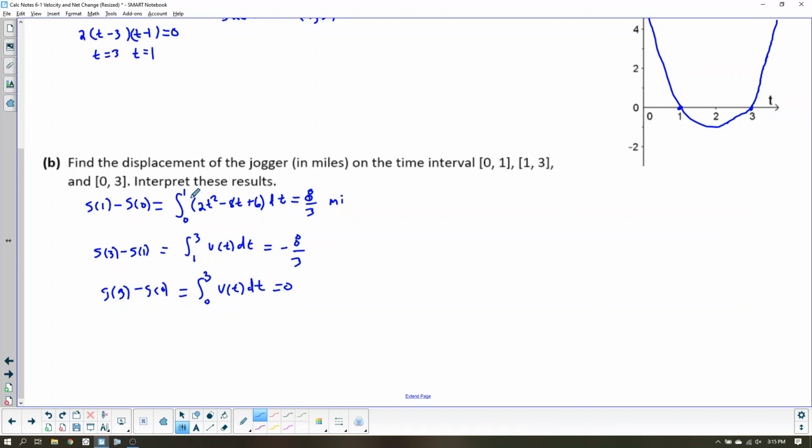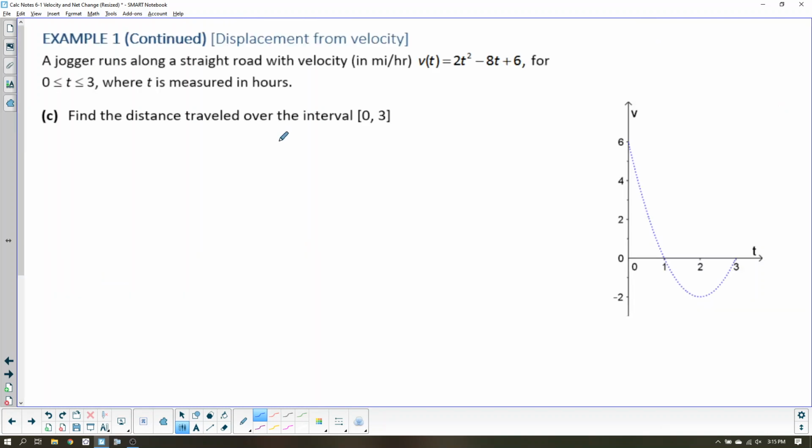One interesting thing to note, though, it took them 1 hour to go 8/3 mile, and then on the return trip, it took 2 hours. So they're slowing down. They're tired on the way back. All right, let's try another example. Oh, actually, no, there's part C here.